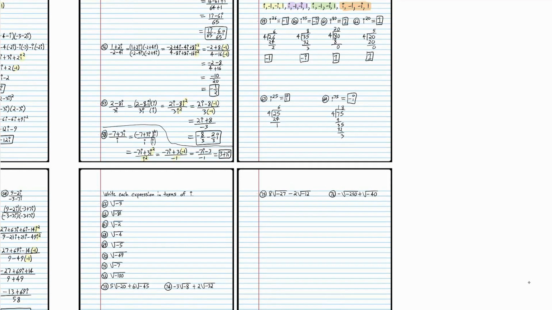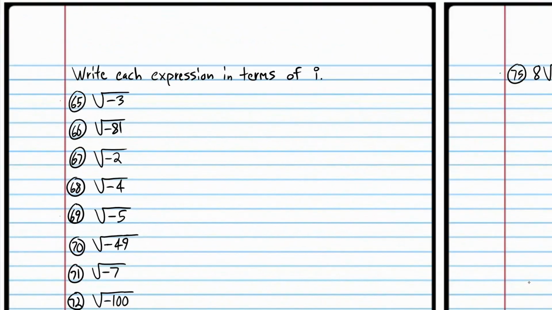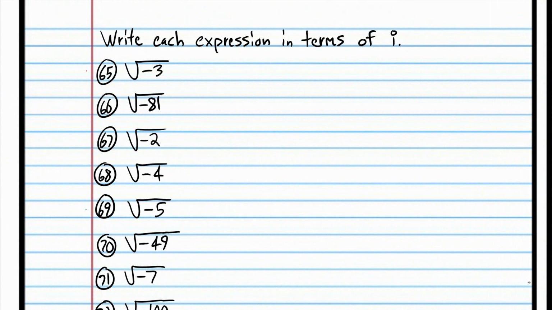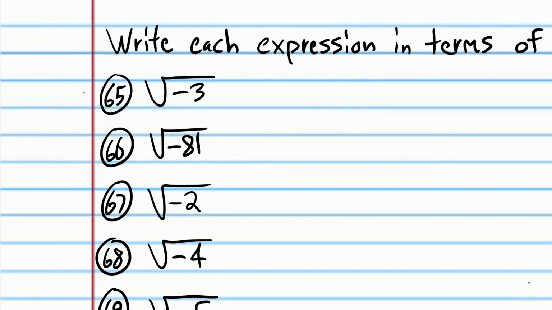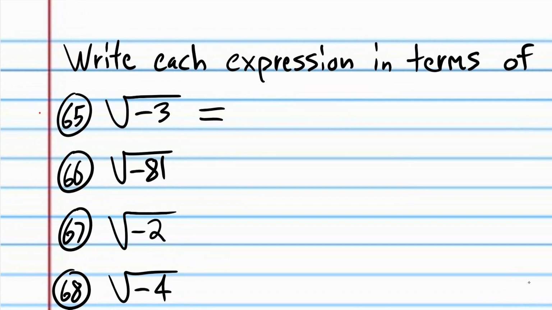All right, so we have a few more things to do today. Here we're supposed to take these expressions and write them in terms of i. So you always deal with an i when you have a negative inside of a square root, like this example. Well, that's the example I actually wrote. So we can actually take this expression and write it in terms of i.